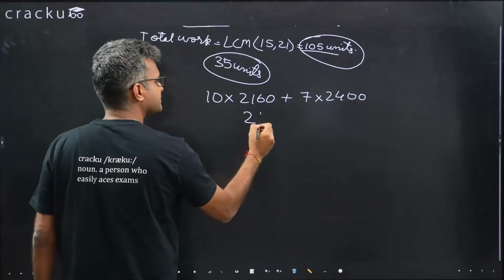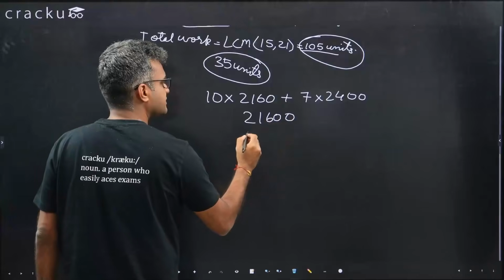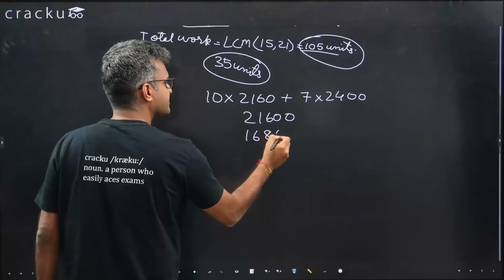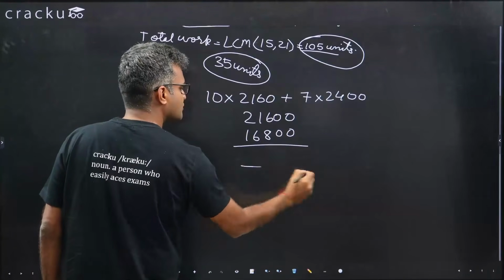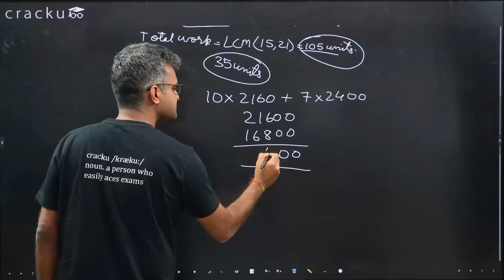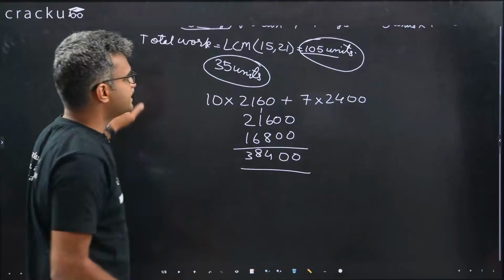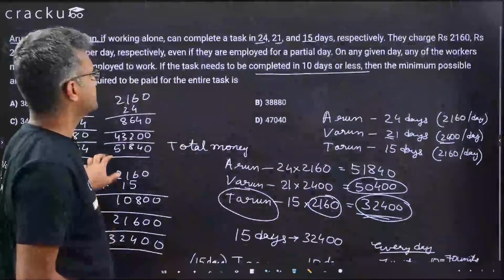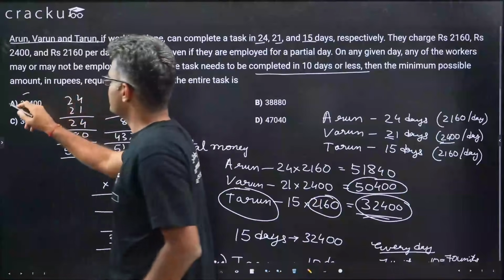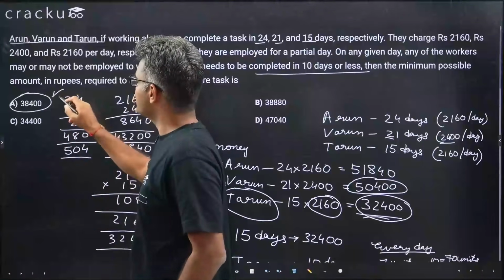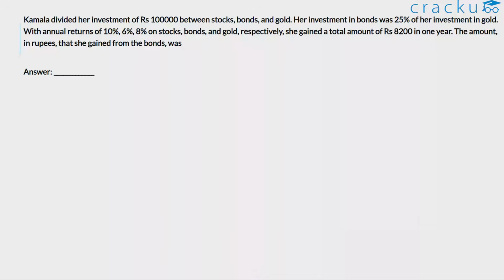This will be 21,600 plus 16,800. This is 38,400 which will be option A. So the total money that they will spend is 38,400.